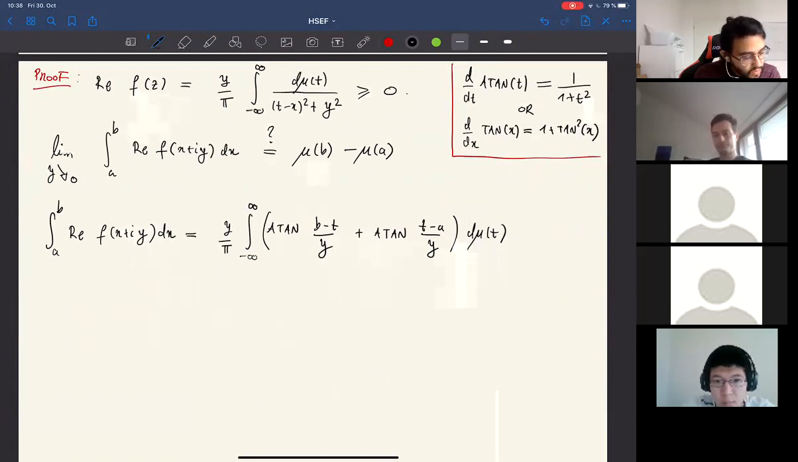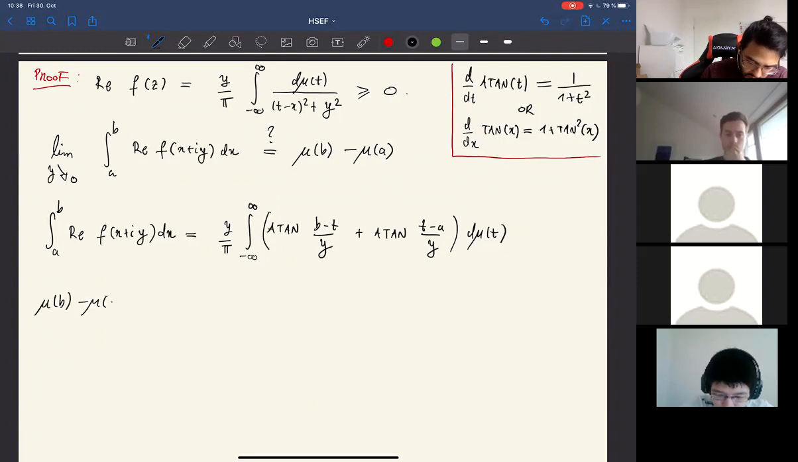Then what I want to do now is to estimate. Okay, but I need one more thing. Let me rotate here. I need one more thing, which is what? Oh no, that's okay. So let me just write now what is mu of b minus mu of a minus this thing.